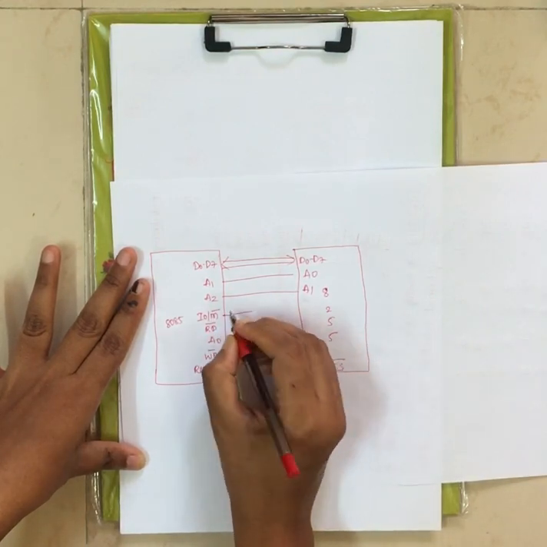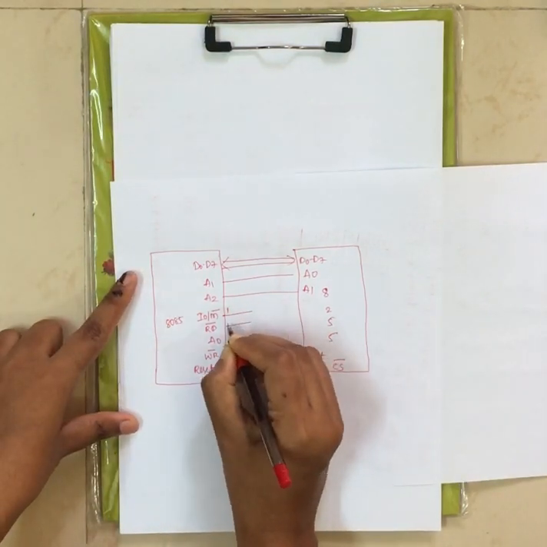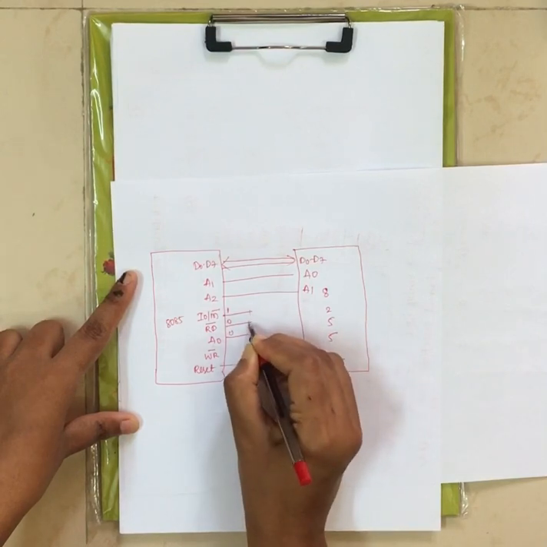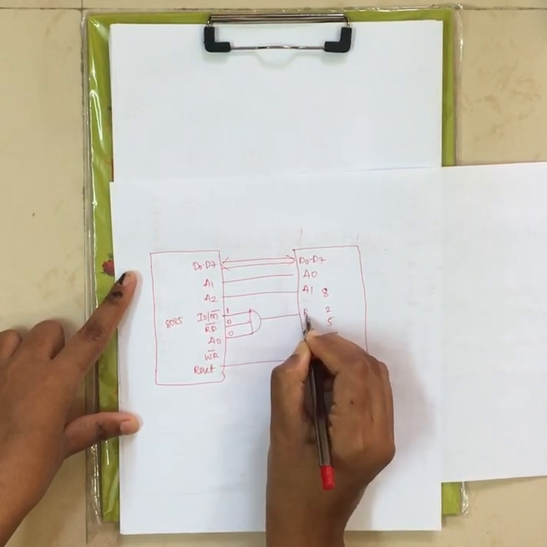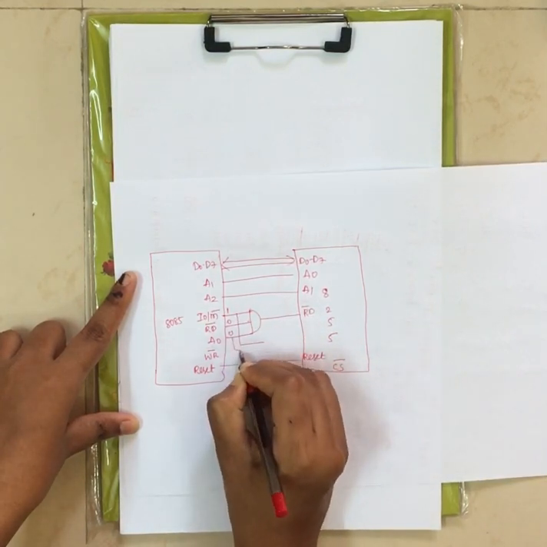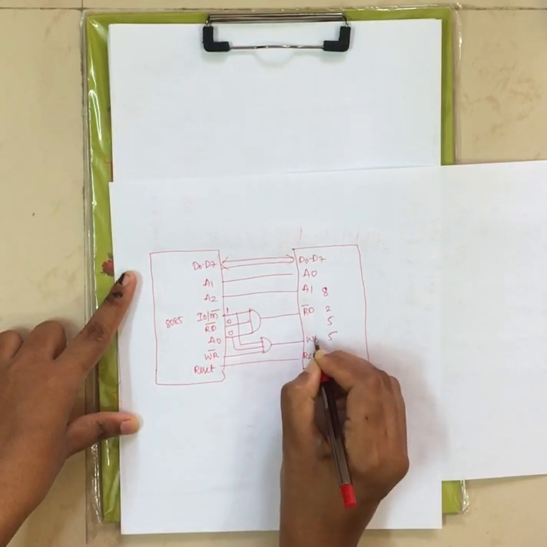Now IO/memory bar should be 1 since it is an IO mapped IO. The read signal should be 0 for reading the data, and A0 is also 0. Now all these are AND gated and connected to the RD bar signal. IO/memory bar along with A0 and the write signal are AND gated and connected to WR bar.